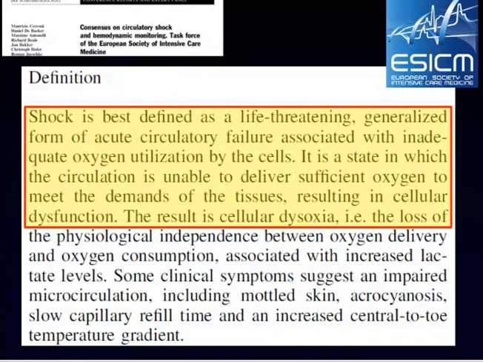I mean, if we just discuss the definition of shock, it is like the definition of sepsis. It's something which is sound, but not very practical at the bedside, because indeed, it is insufficient delivery of oxygen to the tissues to provide their basal needs, which results in cellular dysfunction. Wow. How do you translate this into your practice? Indeed, it's not very easy.